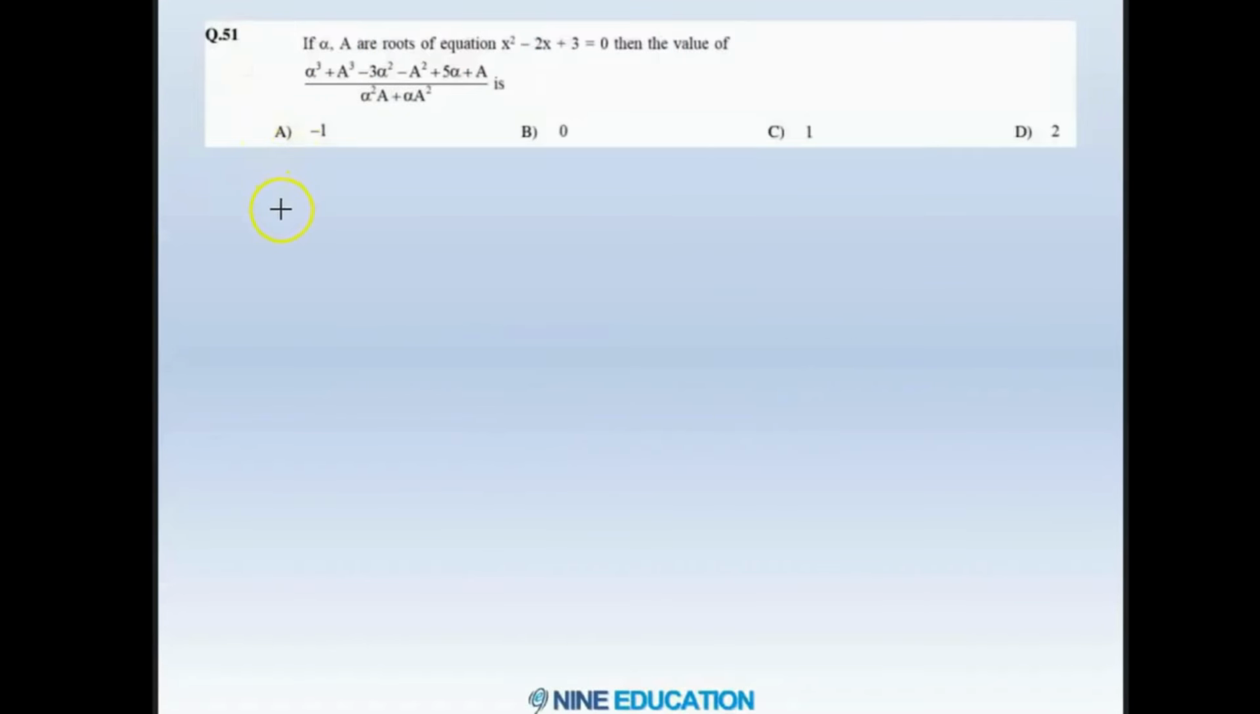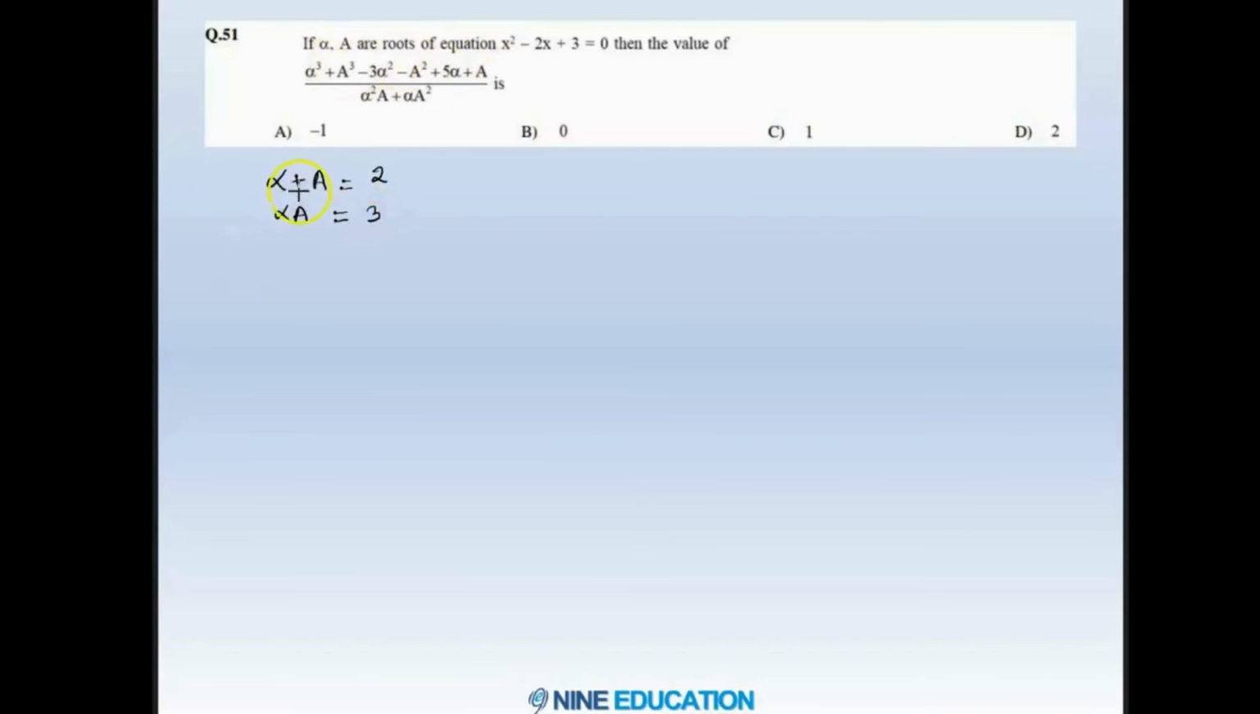So let's begin. 51 here is: if alpha, a are roots of the equation x square minus 2x plus 3 equal to 0, then the value of alpha cube plus a cube minus 3 alpha square minus a square plus 5 alpha plus a divided by alpha square a plus alpha a square is. So if you observe, alpha and a are the roots of the given quadratic, so I can write the sum of roots as minus b by a, which will become 2, and the product of roots alpha into a, that is c by a, that will become 3 here.